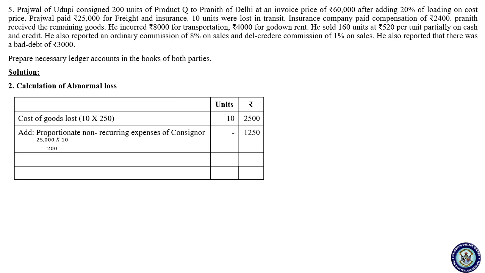Now the goods have been lost in transit, so the consignor cannot tell the consignee to bear the loss, that is the proportionate loss, because it is lost in transit and the goods have not yet reached the consignee, so it is nil. Proportionate non-recurring expense of consignee is nil. If you do the total, you will get the abnormal loss. The abnormal loss is 10 units, that is the value of 3,750.